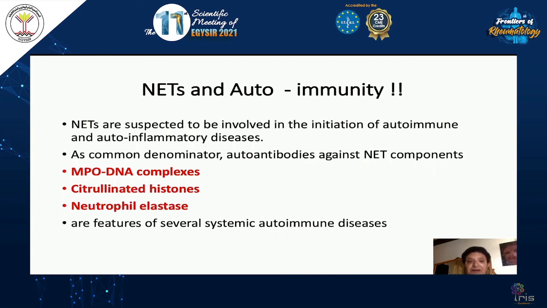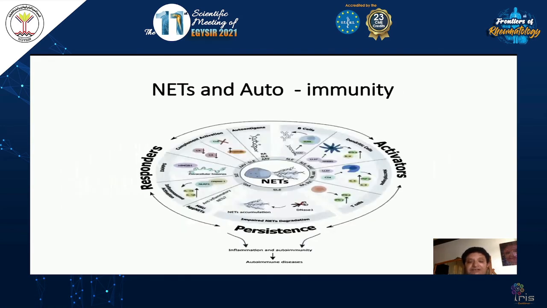How about NETs and autoimmunity? NETs are suspected to be involved in the initiation of autoimmune and autoinflammatory diseases. As a common denominator, there are autoantibodies against NET components, for example against the myeloperoxidase-DNA complexes, the citrullinated histones, very famous in rheumatoid arthritis, and the neutrophil elastase. These are features of several systemic autoimmune diseases. This figure illustrates the relationship between NETs and autoimmunity. Neutrophil extracellular traps are found to be of value in the pathogenesis of lupus, rheumatoid arthritis, ANCA-associated vasculitis and other vasculitides, and even in gout.